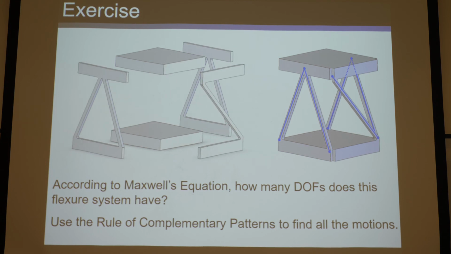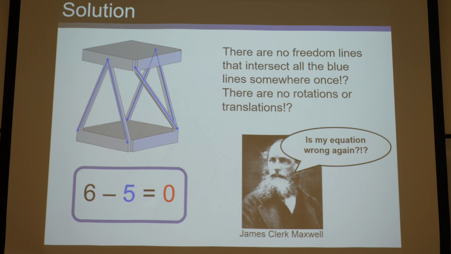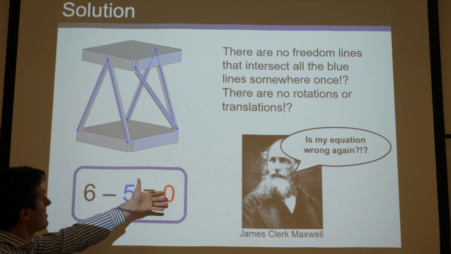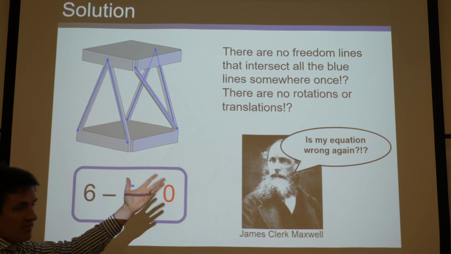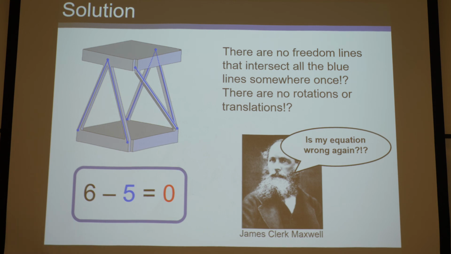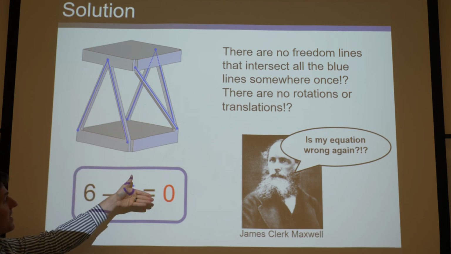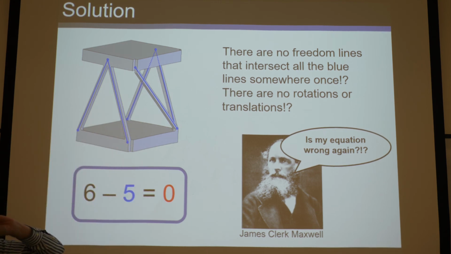So again, you might think, well, my goodness, is Maxwell wrong? Because his equation, 6 minus 5 non-redundant degrees of constraints has to equal the number of degrees of freedom. But according to this, there's no translations or rotations, it's 0, so is he wrong? And the answer is, of course, he's never wrong. There is a degree of freedom. Those are non-redundant. 6 minus 5 does equal 1, but what is that 1 degree of freedom?